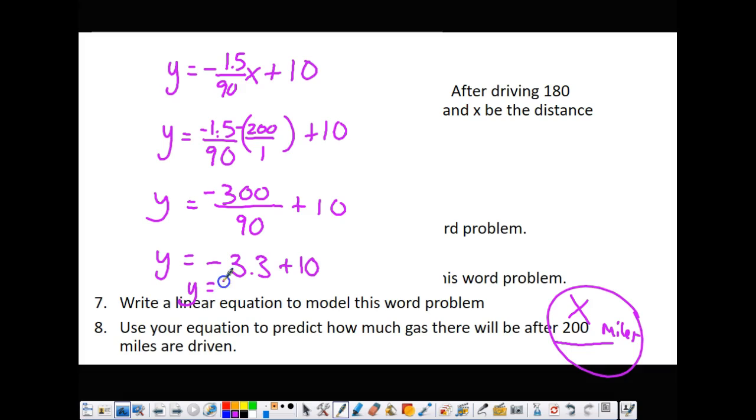6 points. Times 10? Negative. And that's 6.7 what? Wait, did you say plus or minus? 6.7 what? This is a Y value, right? Gallons. These are gallons, yes. Good job. 6.7. So what that means is after 200 miles, I would have 6.7 gallons left.